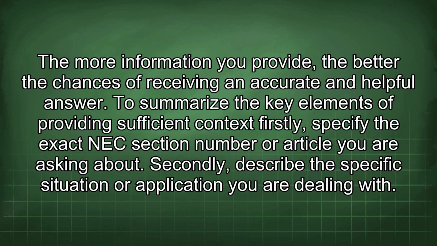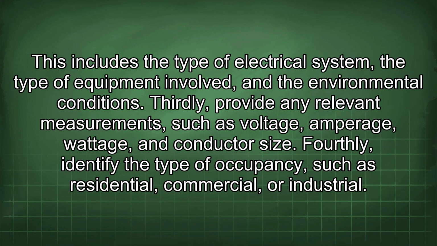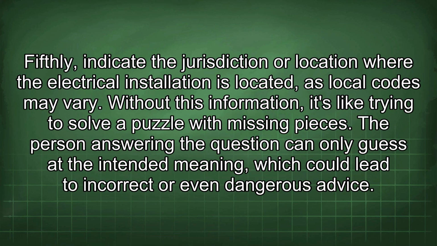To summarize the key elements of providing sufficient context: firstly, specify the exact NEC section number or article you are asking about. Secondly, describe the specific situation or application you are dealing with. This includes the type of electrical system, the type of equipment involved, and the environmental conditions. Thirdly, provide any relevant measurements such as voltage, amperage, wattage, and conductor size. Fourthly, identify the type of occupancy, such as residential, commercial, or industrial. Fifthly, indicate the jurisdiction or location where the electrical installation is located, as local codes may vary.